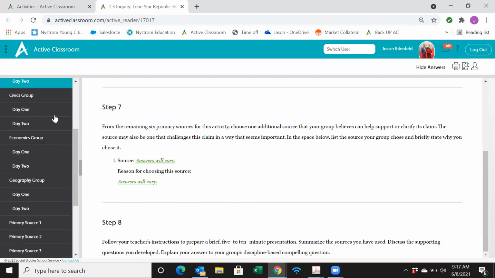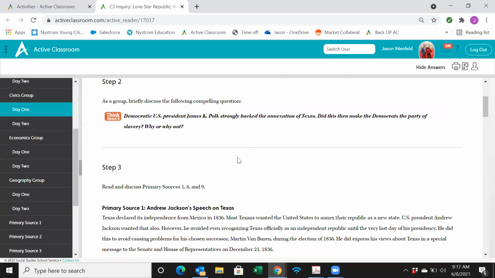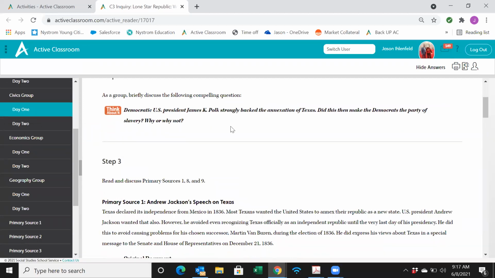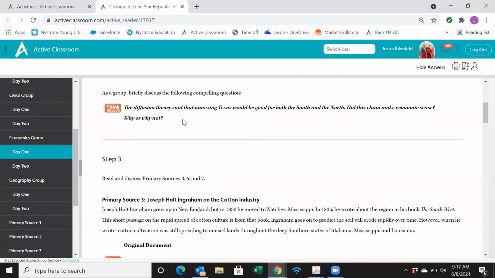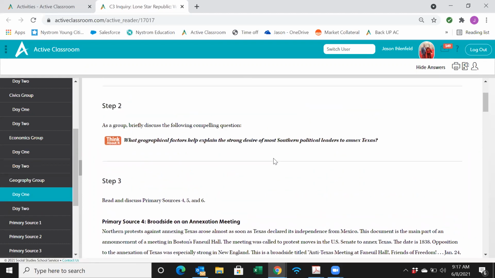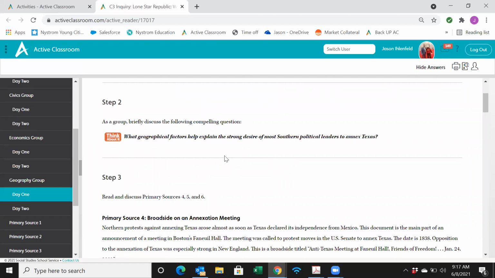So when you come back to your original group, you have perspectives from the civics group, which was looking more at James K. Polk. And it talked about, did this make the Democrats the party of slavery? Why or why not? And then you've got the economics question looking at the diffusion theory and talking about how was it good economically for the North and the South? Why or why not? And then, of course, the geography question focused on what factors help explain the strong desire of most Southern political leaders to annex Texas.